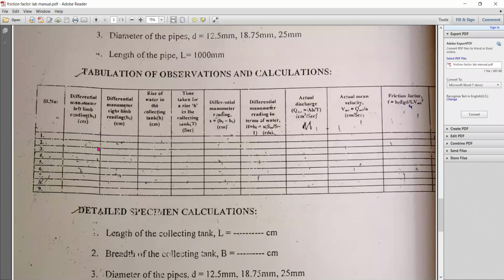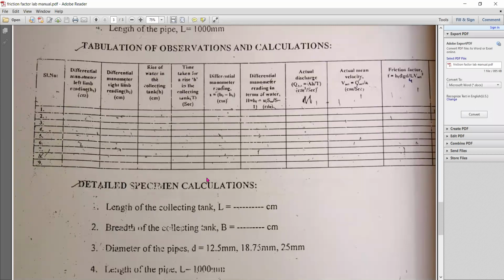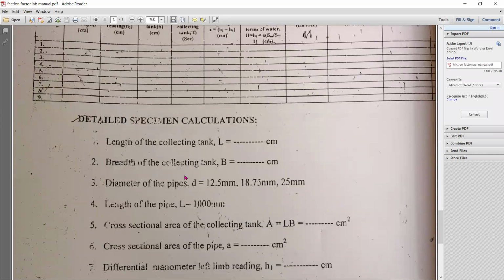Okay, take the tabular column a little bit bigger. In the first one, what you will do? Outside you can write for the first three readings, for D equal to 1.25 centimeter. First reading, second reading, third reading. Complete the values and leave one line. Next, again for 1, 2, 3, you write here, and write for the second diameter, D equal to 1.875 centimeter, then complete the tabular column. Okay, you have to write this on the left side of the sheet.